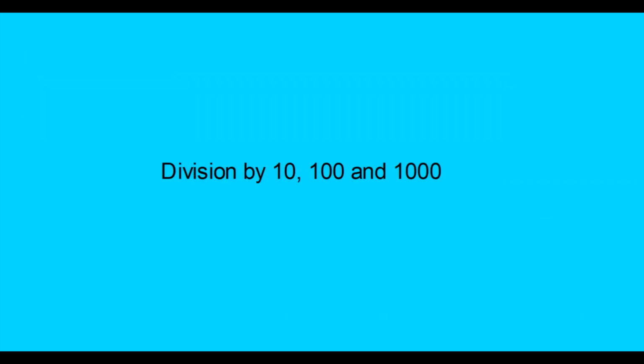First of all, let us check division by 10, 100 and 1000. You know 5 by 10 you can write as 0.5. 5 by 100 you can write as 0.05. And 5 by 1000 is equal to 0.005. Now you can check: if after the decimal one digit is there, it means it is divided by 10, two digits means it is divided by 100 and three digits means it is divided by 1000.